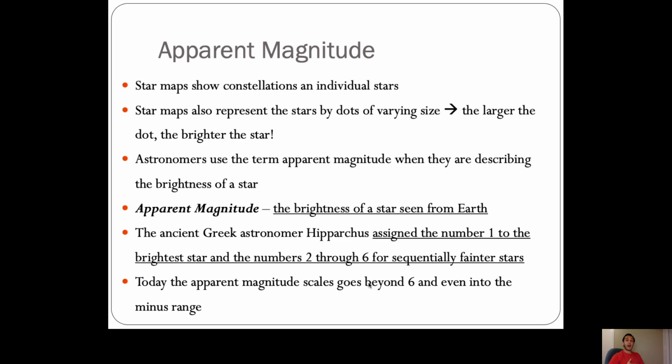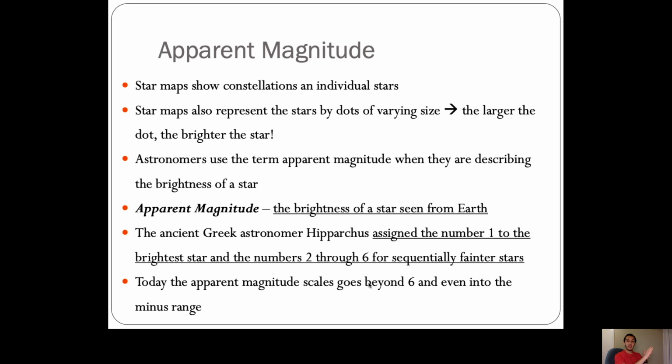When we look at a star map, okay, it shows constellations and individual stars. Star maps can also represent stars by dots of varying size. The larger the dot, the brighter the star. Okay? And astronomers use the term apparent magnitude to describe how bright a star is. Okay? So apparent magnitude is the brightness of a star seen from Earth. Okay? And it dates back to a Greek astronomer. And when I say Greek, I don't mean Greek today. I mean ancient Greece. Okay?